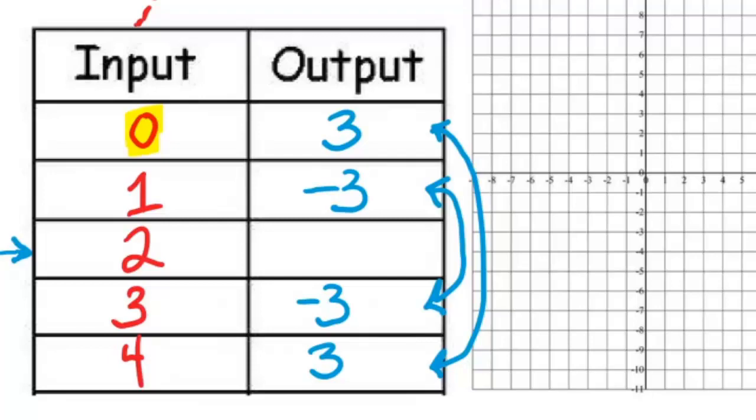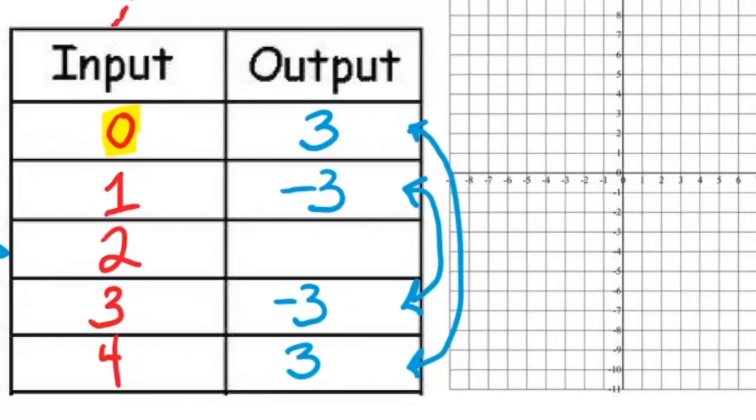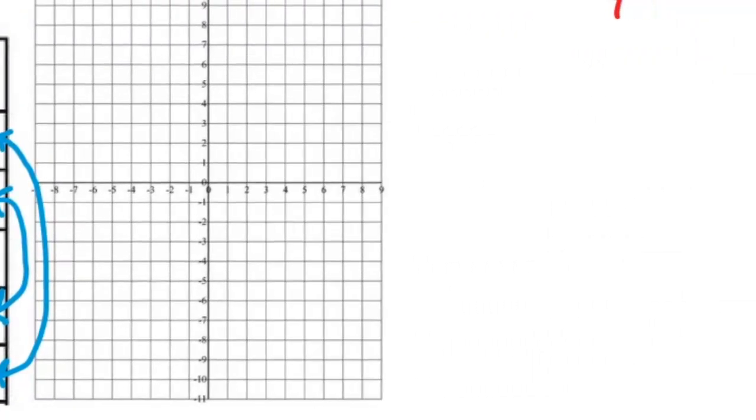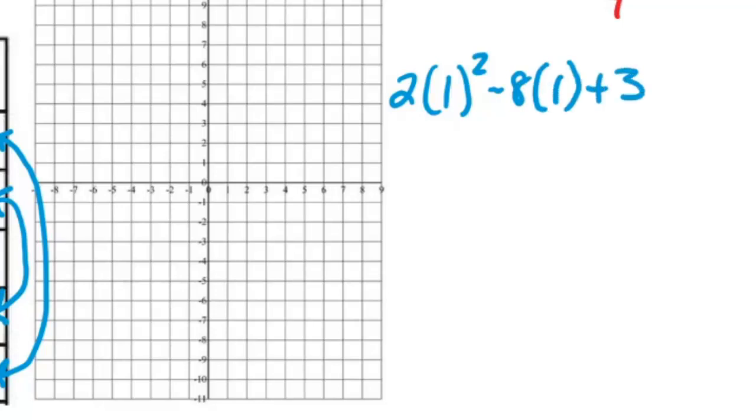Now, if you can't do that in your head, let's say you're using a piece of scratch paper, all you've got to do is substitute the number 1 in place of x. Or if you have a calculator, even better. Put this expression in your calculator. You should get negative 3.